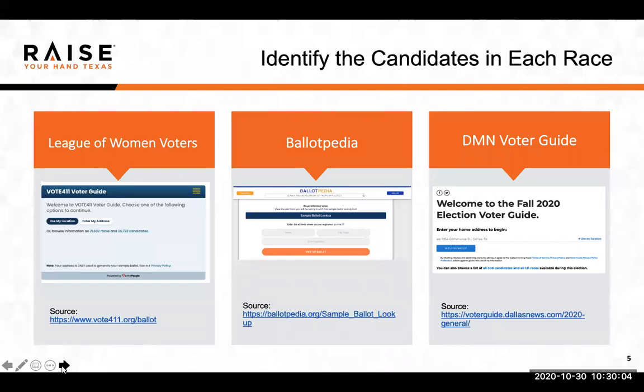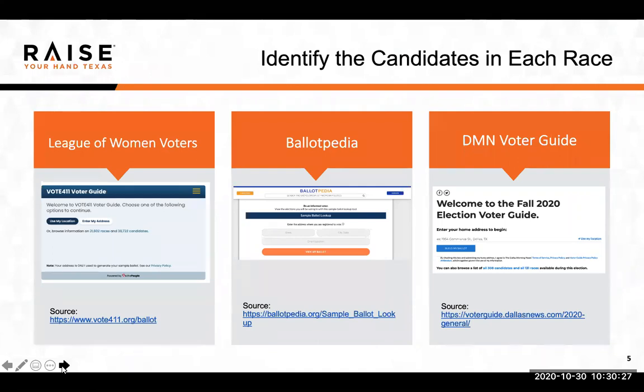We'll begin with identifying who is running in each race. And to do that, I've presented three nonpartisan options here. There may be others, but these are just three. Any one of them will work for your purposes. The first one is League of Women Voters, followed by Ballotpedia and the Dallas Morning News Voter Guide.